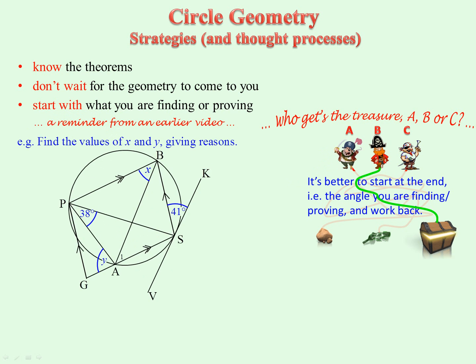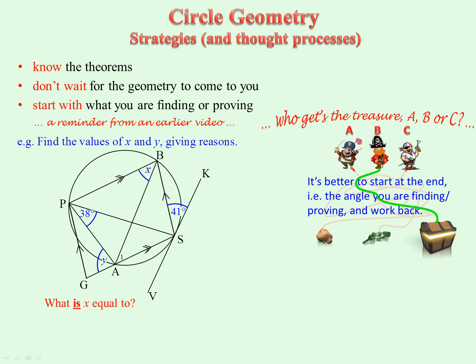Let's look at an example. Find x and y, giving reasons. Now in this case I could start saying, oh well, that's equal to 41 because of tan chord, that's equal to 41 because of tan chord, etc., etc. But while it may work, it's usually more time consuming, and when you get to rigorous proofs, that sort of thinking falls down. So rather what we do is we say, well, what is x equal to?